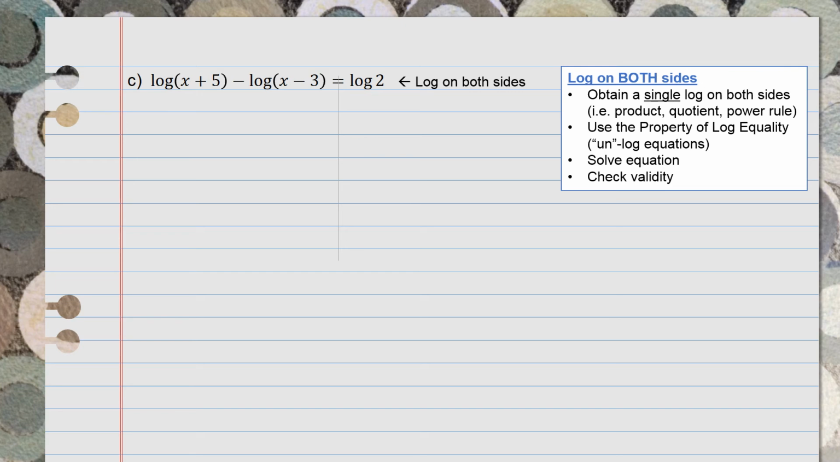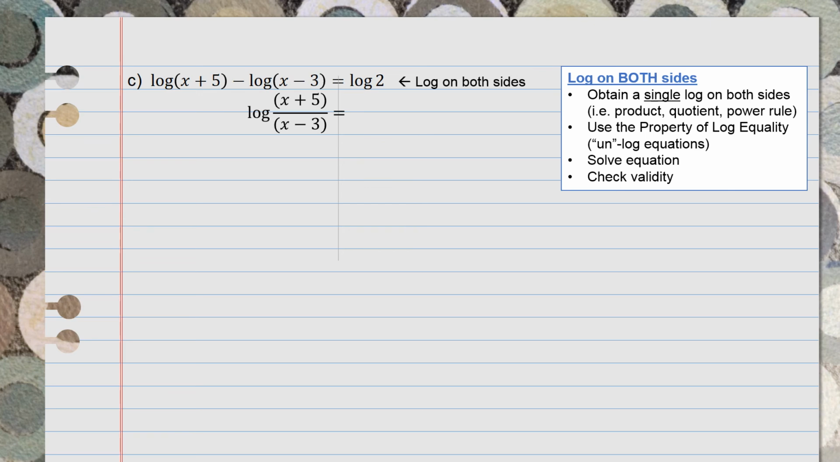So this is where we apply the power rule, product rule, quotient rule. So first we look, do we have any coefficients on the left side? No, which means we're not using the power rule. Next we look between the logs. Do you see plus or do you see minus? Since it's a minus, that means that will be the quotient rule. Quotient rule means I will now write a single log, and then the first value will be the numerator, the second value will be the denominator. So we now rewrite it as log of x plus 5 over x minus 3.